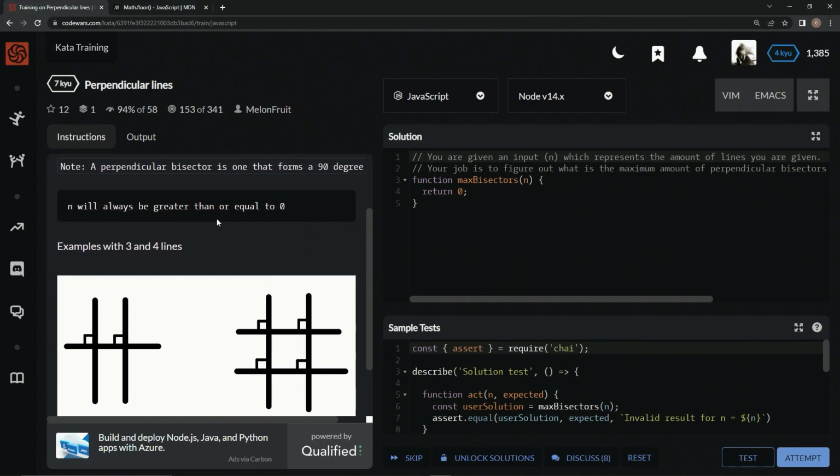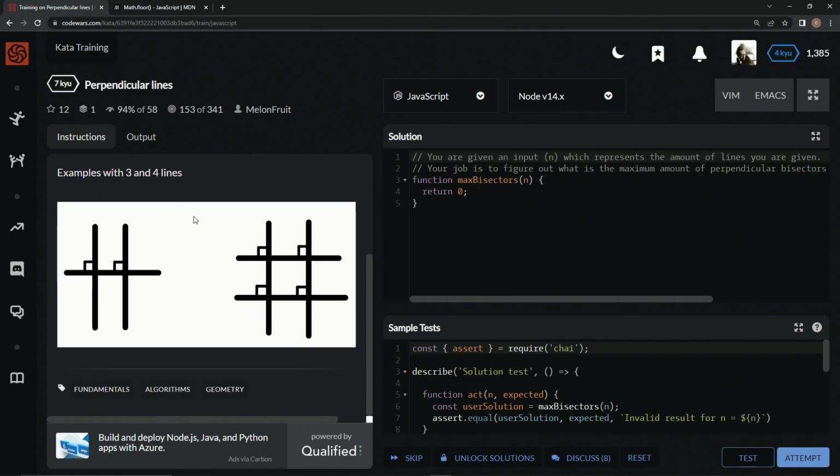N will always be greater than or equal to 0, right? So here's the examples with 3 and 4 lines. So you see 3 will make 2, 4 will make 4. If we added a 5th one, it would make 6. If we added a 6th one, there'd be 1, 2, 3, 4, 5, plus these 4 would be 9, and so on and so forth.